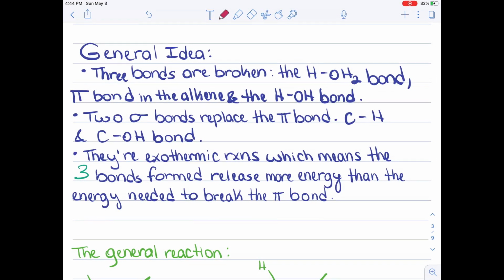Let's get the general idea of this mechanism down. Three bonds are broken: your hydrogen to oxygen bond in your hydronium ion, your pi bond in the alkene, and your hydrogen to oxygen bond in water. Two sigma bonds replace the pi bond. That's going to be your carbon to hydrogen bond and your carbon to alcohol bond.